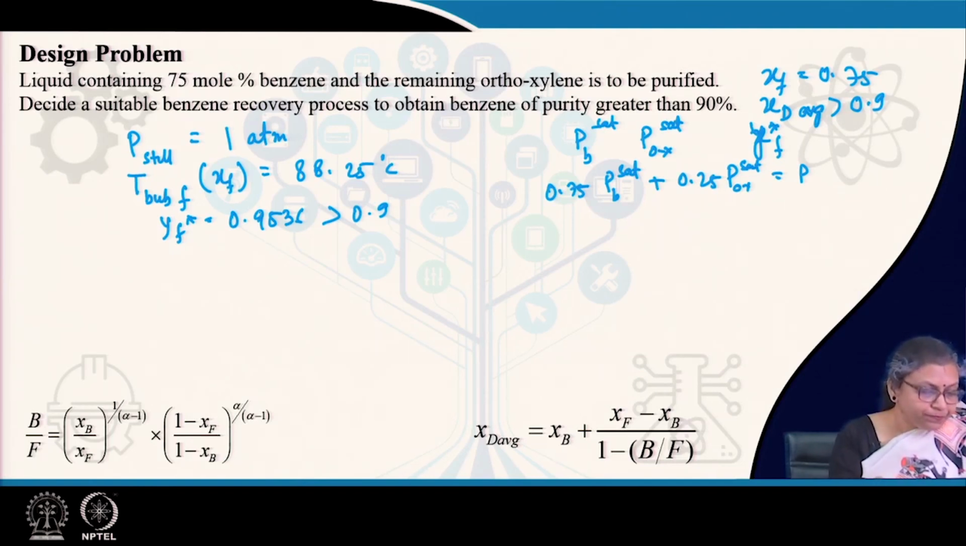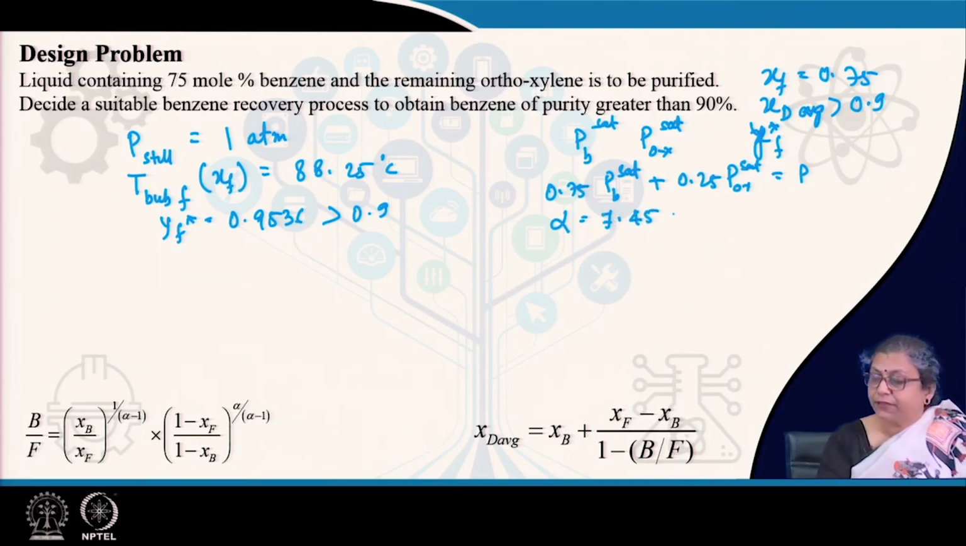So we initially start with this particular value of alpha that we have found out from here. You can check it for yourself: alpha is roughly around 7.45 or so. And one more thing I had told you, that when alpha is greater than 3, we can go for a single stage. So since this is greater than 3, we can confidently go for a single stage calculation. How do we go about the calculation?